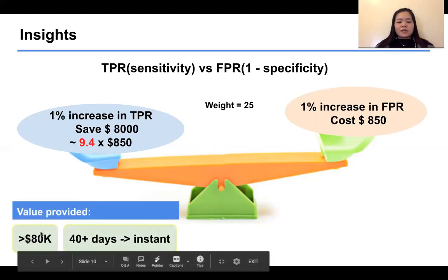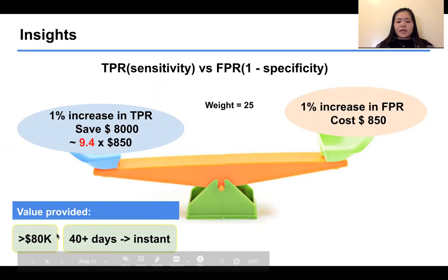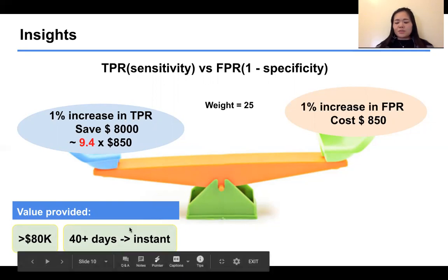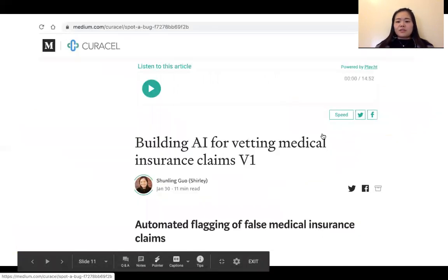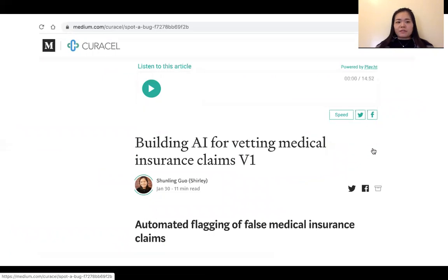Eventually, I provided a proof of concept model to potentially save the company over $80K in this dataset, and we shortened the claim processing time from more than 40 days to instant. There is still some room for us to improve the model if we can have more data. And the details of this story can be found in my Medium blog post.